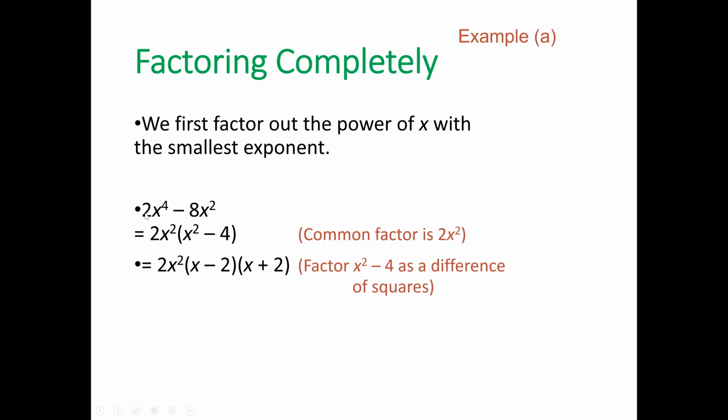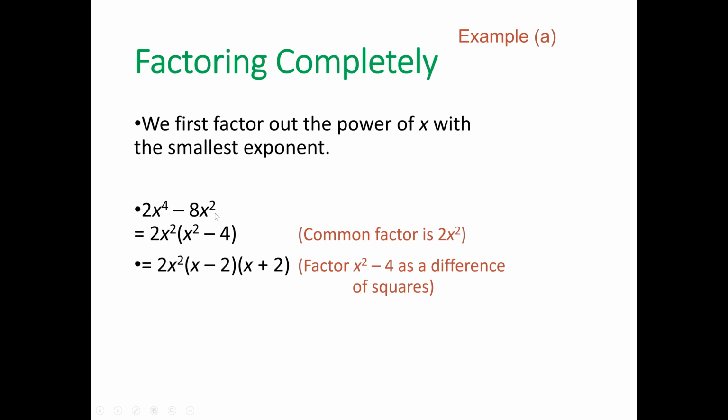Why? Because 2x to the power 4 divided by 2x squared will give me x squared. Then 8 divided by 2 is 4. Then we can see that we have a difference of two squares in the parentheses, x squared minus 2 squared. So finally our answer will be 2x squared, x minus 2, x plus 2, because again, x squared minus 4 is the same as x squared minus 2 squared. So it's difference of two squares.